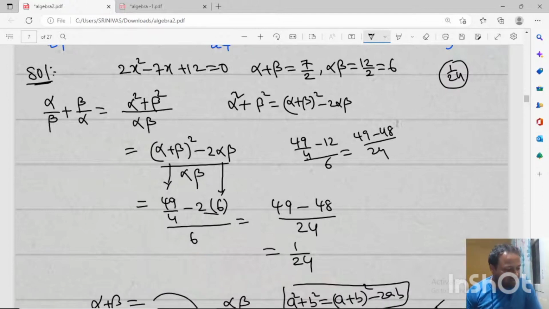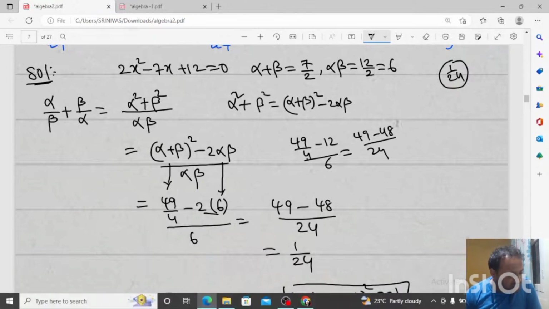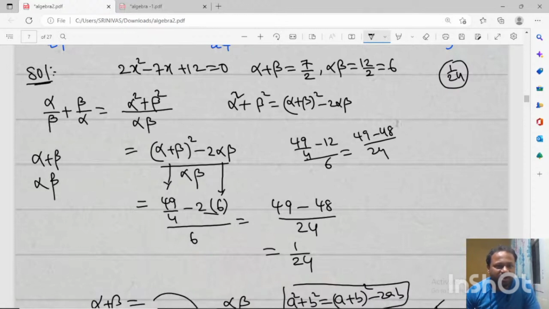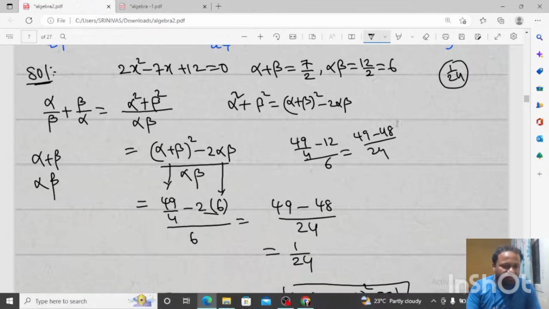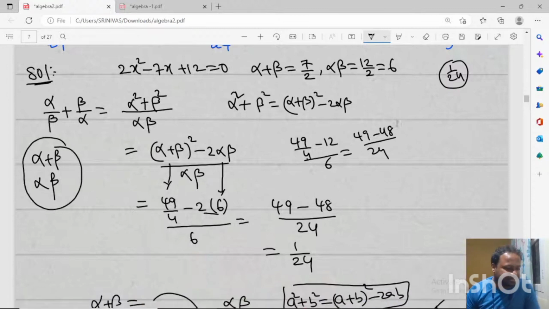One more question: why do we not put the values of alpha square and beta square directly? How can you substitute alpha square plus beta square directly? We have only the relations alpha plus beta and alpha beta. How can you write alpha square and beta square? No, that is not possible. From this only we will get the relation.